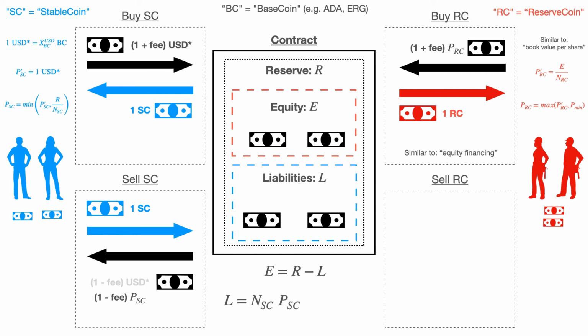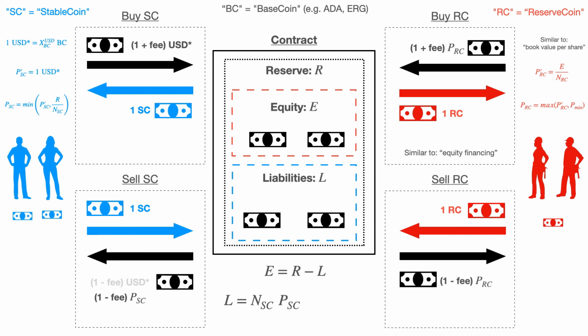Okay, and similarly to stable coins, for reserve coins, the reserve coin holders can also sell reserve coins later on. So they send a reserve coin back to the contract. The contract gets rid of the reserve coin and sends back some amount of base coins to the user. Okay, and this process is similar to what is known as a buyback in the traditional financial world.